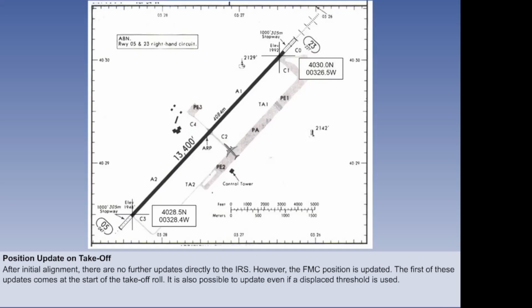It is also possible to input a displaced threshold. Suppose that we do not need to use the whole runway length and have decided to take off from 2,300 feet past the threshold. In this case, the pilot inputs a correction factor for the displacement distance, and the new position is automatically calculated by the computer as part of the update.